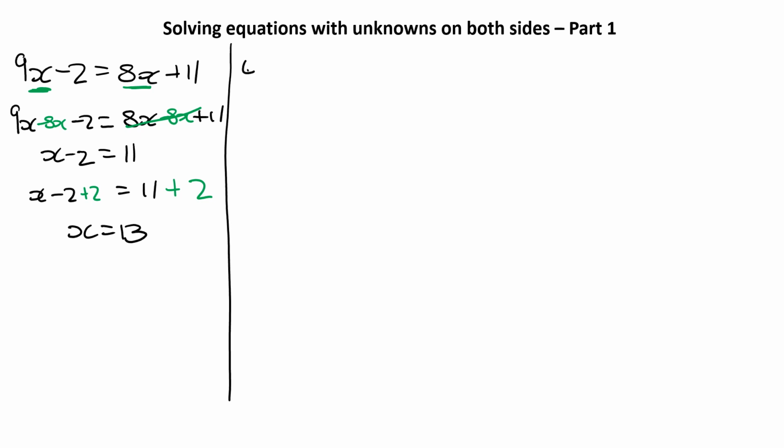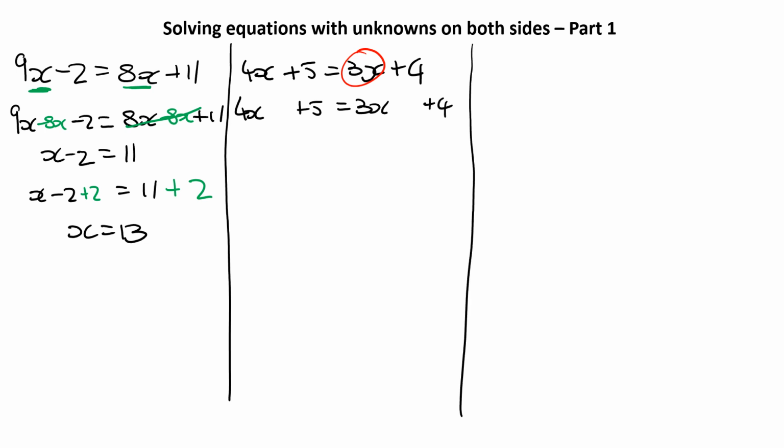Let's do another one. 4x plus 5 equals 3x plus 4. Let's make it a little bit easier for you to see. In this case, I'm going to move this 3x across. I want to balance it across to the other side. So I've got to write 4x, then 3x, leave a little bit of space. I'm actually going to put a line down there.